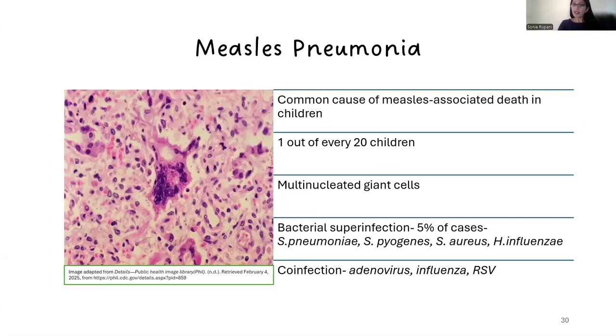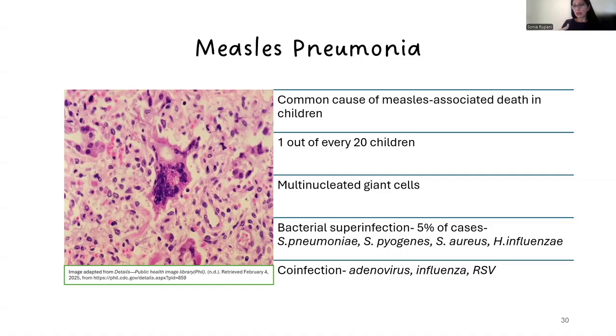Measles pneumonia is one of the most common causes of measles-associated death in children. Most cases are more serious and cause more complications, especially when the patient is younger than 5 or older than 20. That's what we've seen. Other than having measles pneumonia, these patients are also at risk of secondary bacterial pneumonia. The most common pathogens are Streptococcus pneumoniae, Streptococcus pyogenes, Staphylococcus aureus, and Haemophilus influenzae, and there can also be co-infection with a virus, like adenovirus, RSV, or the influenza virus, making it even more difficult.